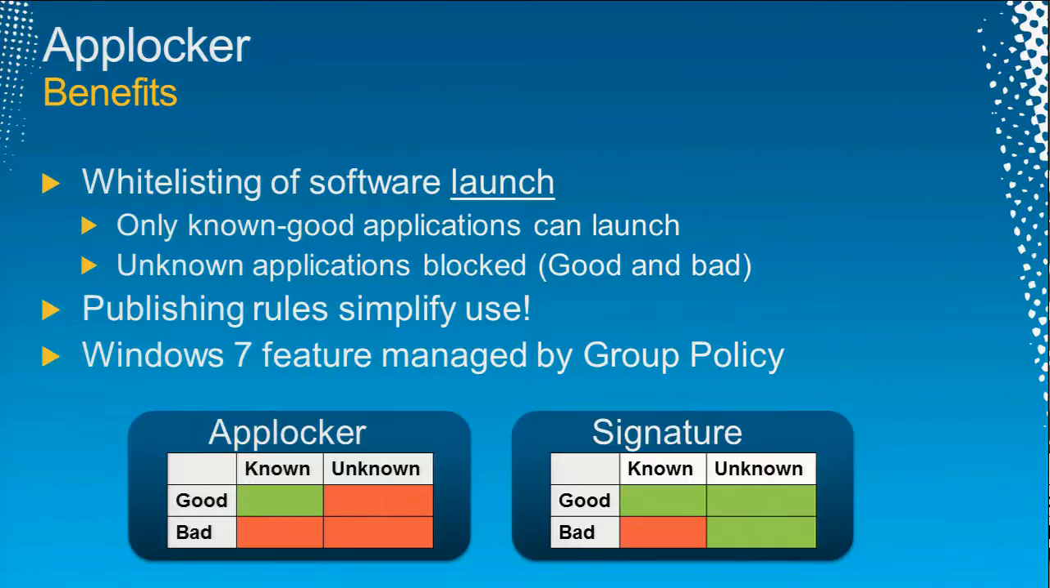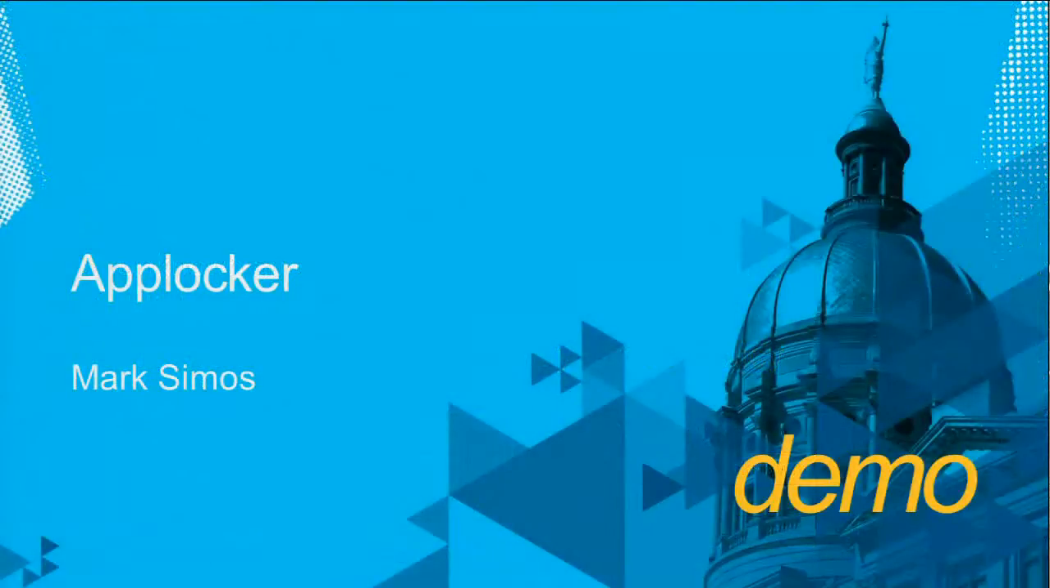So whitelisting, the difference between that and a signature or blacklisting approach is simply that what you don't know about in a whitelist approach doesn't run. There's a deny rule that's implied at the end of it. So the publishing rules is the big piece that moved AppLocker forward beyond SRP, and it's a Windows 7 feature that you manage through group policy. So we'll be showing that. Just to repeat, it's a lot easier now than it ever used to be. Let's switch over to the demo.